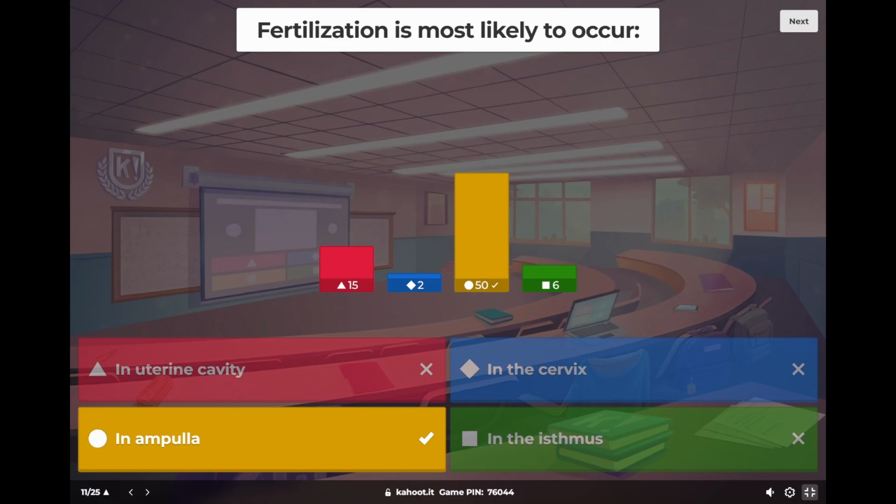Okay. Guys, listen up. We'll talk about it. Fertilization does not occur in the uterine cavity. Implantation occurs in the uterine cavity. The blastocyst implants itself in the uterine lining to form the placenta. But fertilization of the egg occurs in the ampulla of the fallopian tubes. That's where fertilization occurs. Not in the cervix. The cervix keeps the uterus closed off, and obviously not in the isthmus.